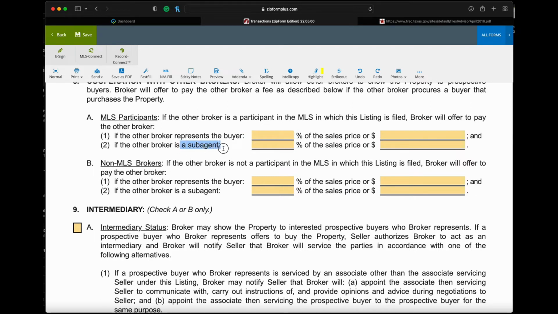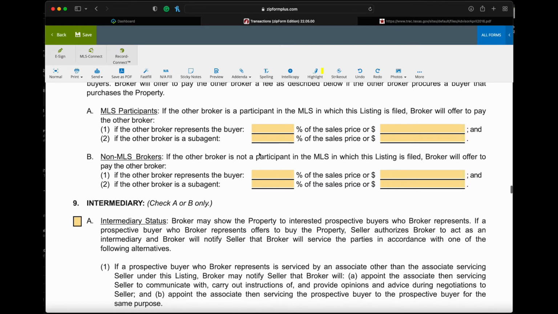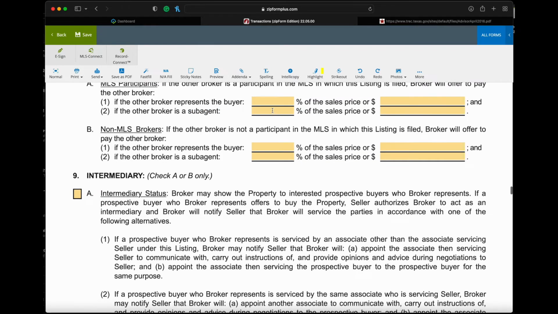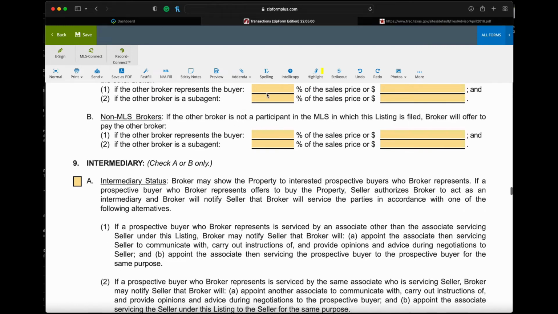Sub-agent, you do need to know what a sub-agent is. I hope you do know. If you don't, you can look it up. Trek has very good articles on it, and a Google search will tell you as well. Just make sure you read it from a reputable source. But sub-agent has the same definition across the country. So it's going to be 3%. A sub-agent can also be the buyer's agent that's coming from your same office. So these should match.